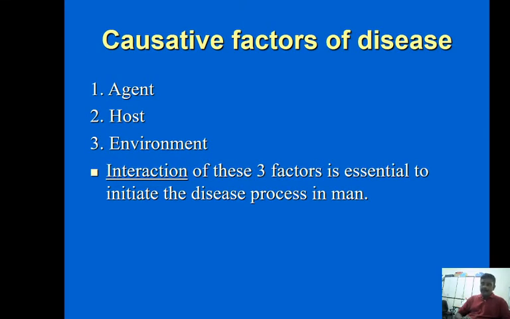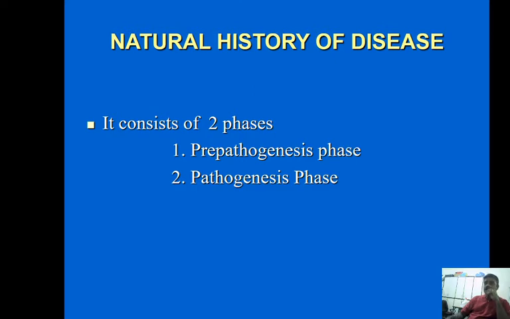Now, the causative factors of the disease. We talked about agent, host, and environment, and whenever there is an interaction of these three factors and an imbalance because of it, that is what is essential to initiate the disease process. So causative factors of a disease generally fall into one of these three: agent, host, or environment. Whenever you think of a disease, you think of it in these three parts, and within those you can start writing up what the probable causative factors of the disease are. The natural history of disease consists of two phases.